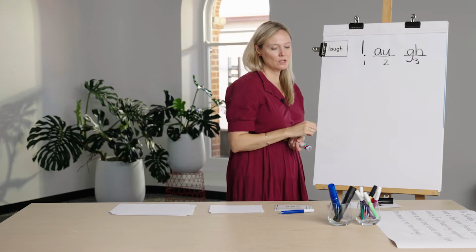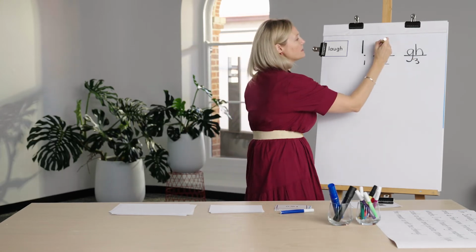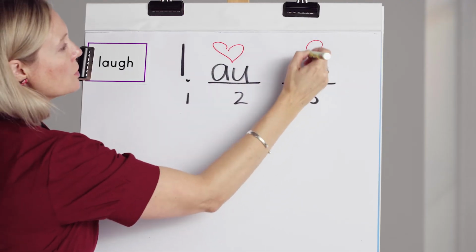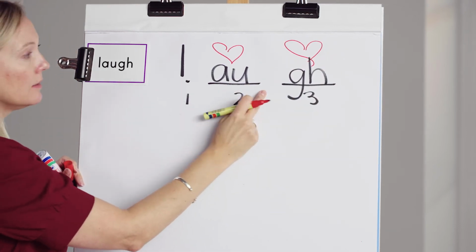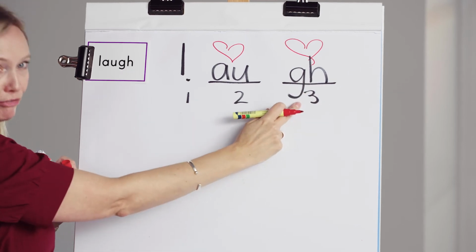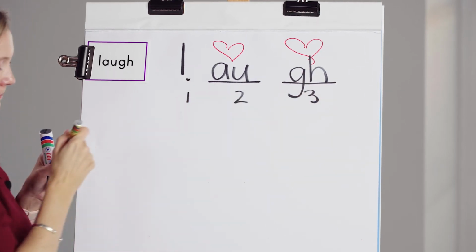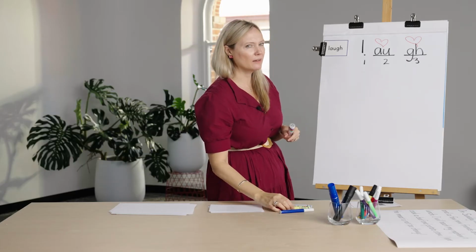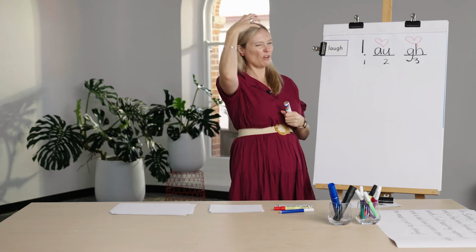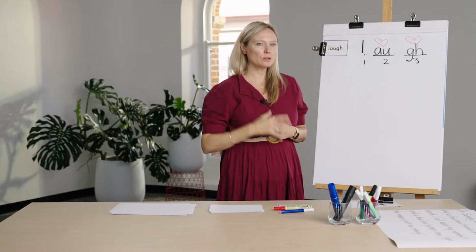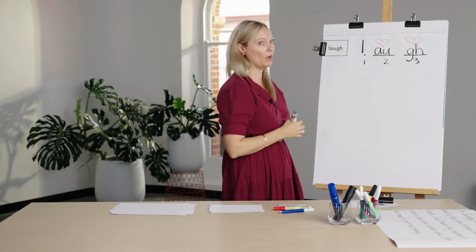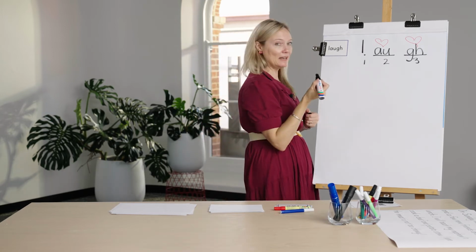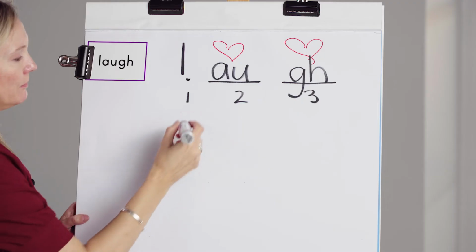Laugh. So these are the parts we need to learn by heart. A-U, R, G-H, F. Laugh. I think we should write that a couple of times to make it go into the box at the back of our brain that holds all our new learning forever and ever. Ready? Get ready to write laugh.